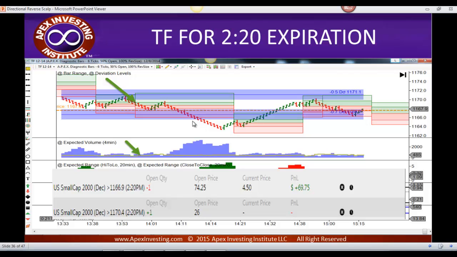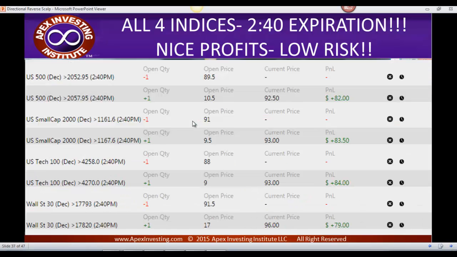It went down. That's why this one here was in the money and profitable, because of how far it went down. You can see here at 2:40, the very next expiration, we've got examples of getting on all 4 of the indices. Right here, $10.50 risk on one side, $10.50 on the other side. Boom, that one went almost all the way to expiration, $82 profit. Same thing here, $9 risk, 83. So that gives you an idea of what a strangle is.